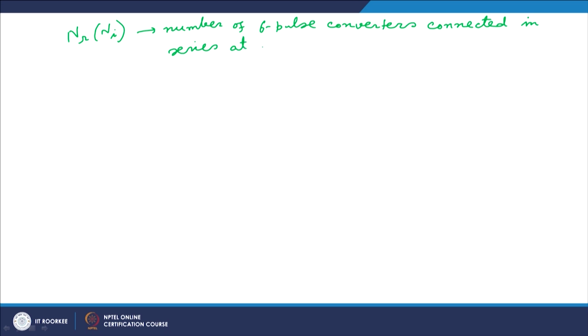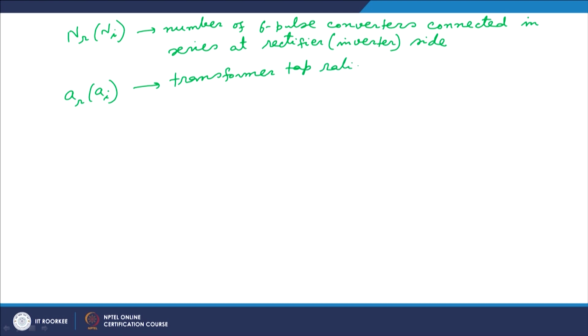We write that Nr or Ni is the number of 6 pulse converters connected in series at rectifier or inverter site. Then AR or AI is the transformer tap ratio at rectifier, in bracket inverter.